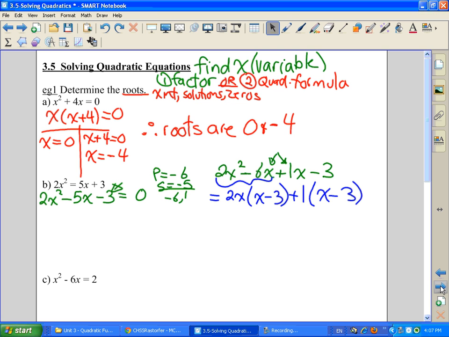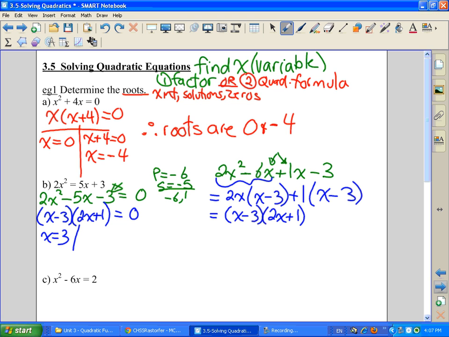All right, now let's finish this. Our common binomial is x minus 3 times our leftovers, which makes the second binomial. That, in fact, goes here, so we now have x minus 3 times 2x plus 1 equals 0. Okay, let each factor equal 0. So x is going to equal 3, or x is going to equal negative 1/2.